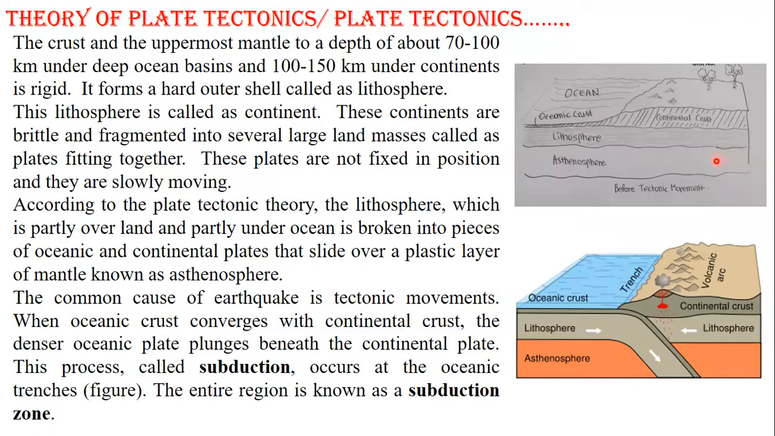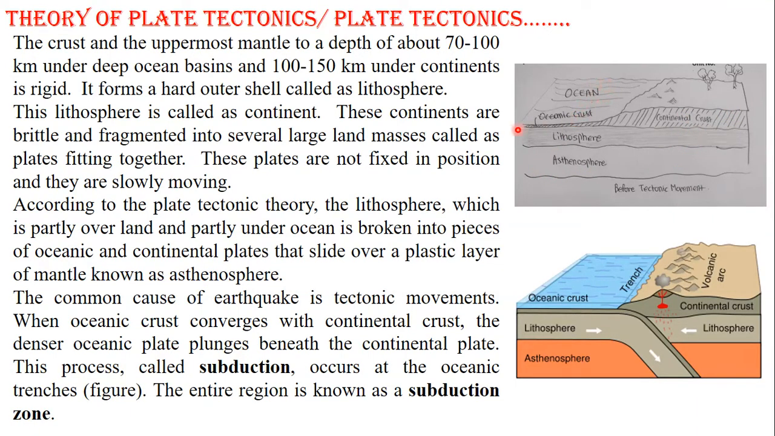Below this lithosphere, there is a plastic layer called asthenosphere. This layer is a plastic layer. Over this plastic layer, the plates can slide. This section is just before the tectonic movement and this is after the tectonic movements. So now I have explained to you these different layers: crust, lithosphere, asthenosphere.